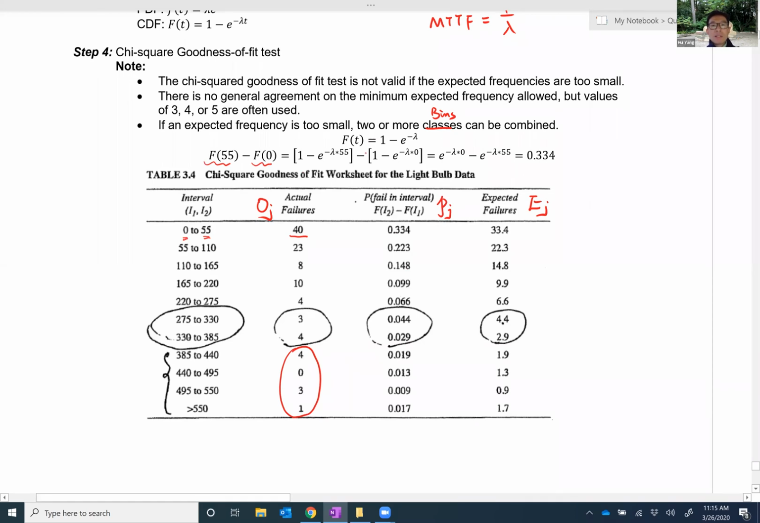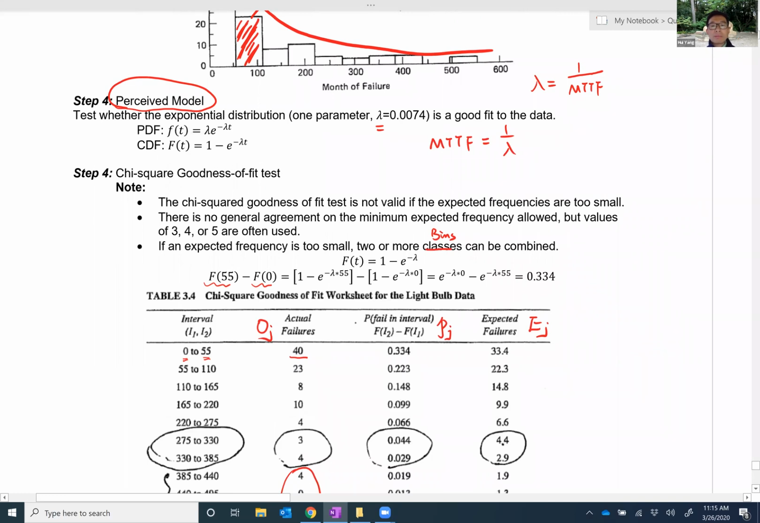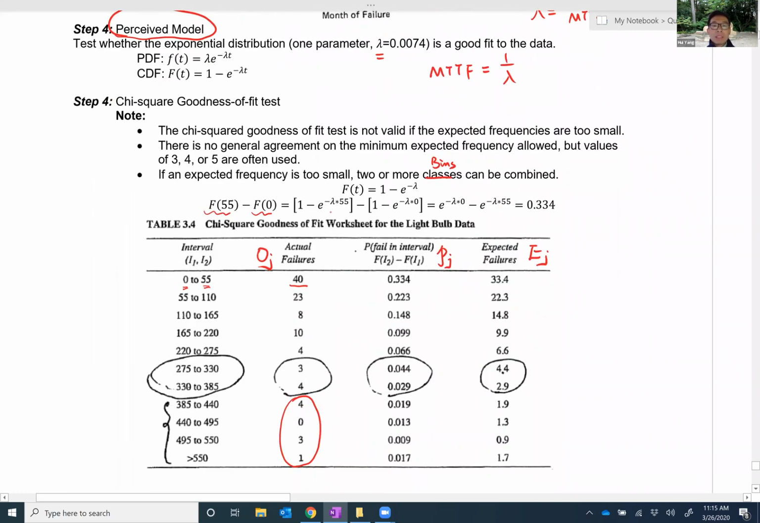So this is a CDF function. We know the lambda is actually 0.0074. Then we get this probability, this PJ over here. And this is equal to 100 times PJ, which equals 100 times 0.334. So we got this one, and then we can do this for all of them, and we will be able to get all the expected failures.